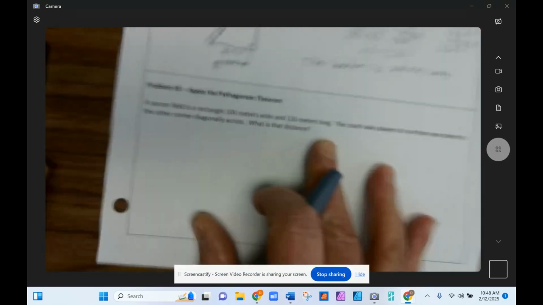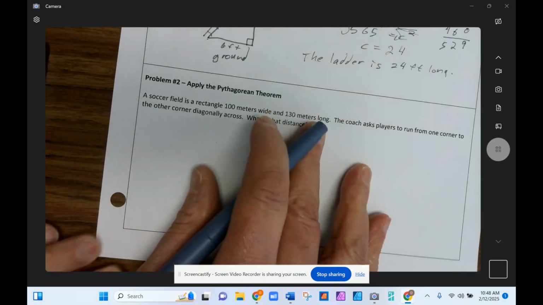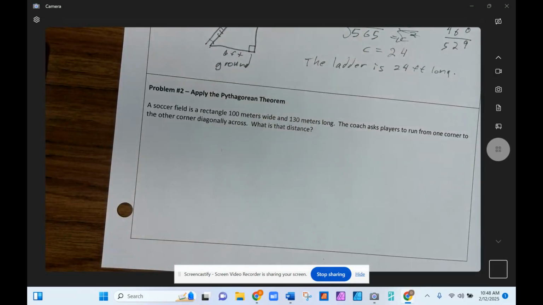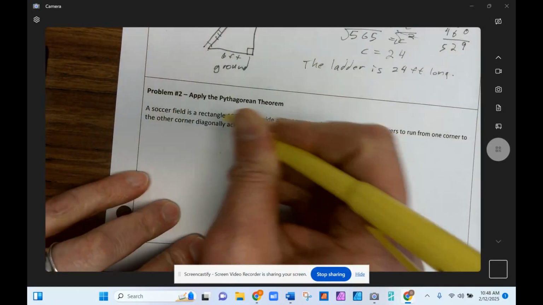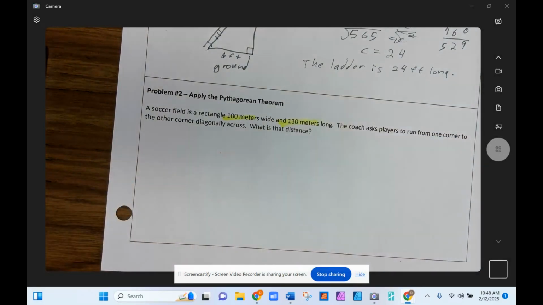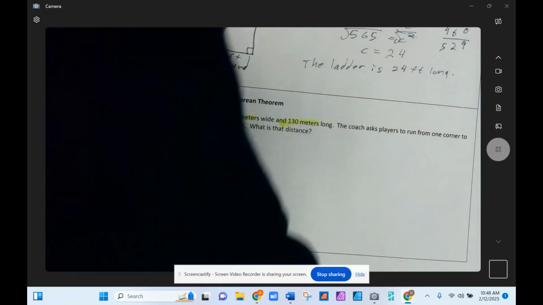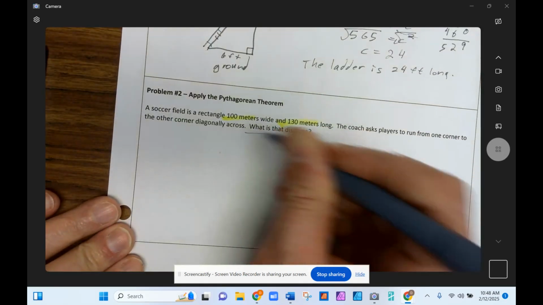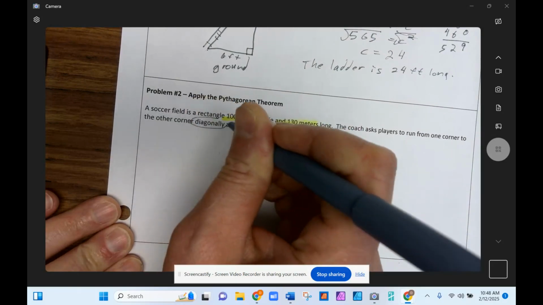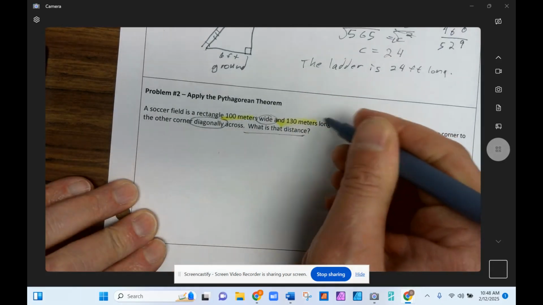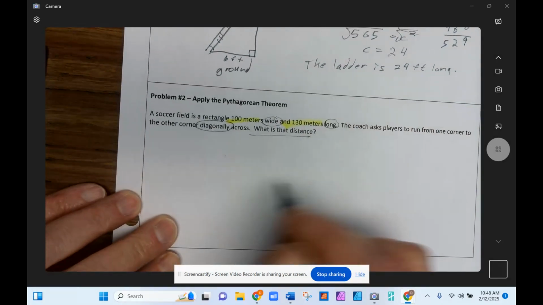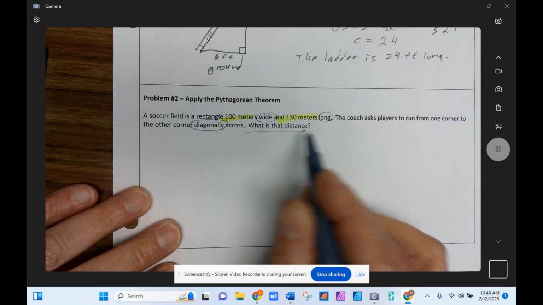Okay, problem number 2. Again, it's just another word problem. A soccer field is a rectangle 100 meters wide and 130 meters long. The coach asks the players to run from one corner to the other corner diagonally across. What is that distance? I'm also going to circle important words here, wide and long. That tells me kind of like where my numbers are going to go, one corner to the other diagonally.